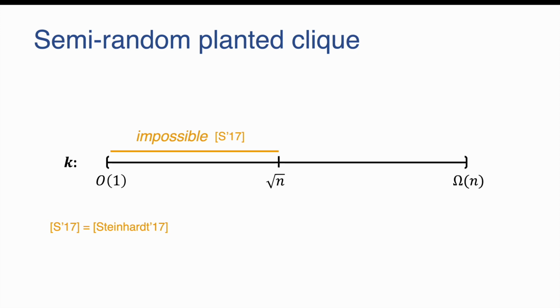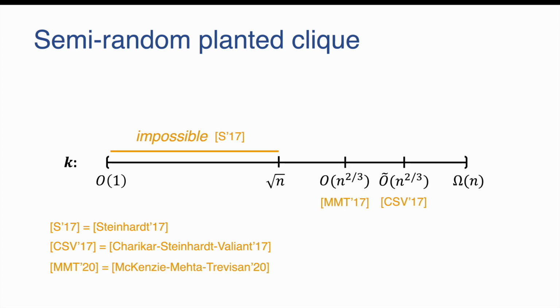Now for polynomial time algorithms, when k is at least n to the 2/3 times some log factors, it can be solved by a semi-definite program given by Charikar, Steinhardt, and Valiant. Then this was improved by Mackenzie, Mehta, and Trevisan to n to the 2/3 without any log factors, also based on a semi-definite program. So up to our result, it was known that you can do this in polynomial time when k is at least n to the 2/3.